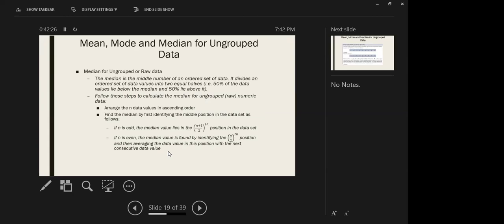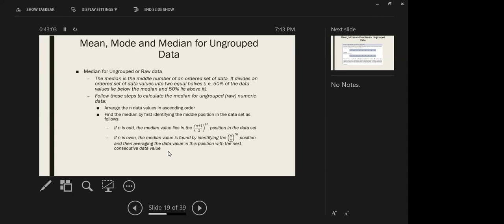So let's talk about what is called the median for ungrouped data, right? So the median is the middle number of an ordered set of data. It divides an ordered set of data values into equal halves. So it is a value that you calculate, and after calculating it, it is a value that separates your data into 2 equal halves. All right, so there are a couple of steps that you have to go through in order to calculate the median for ungrouped data.